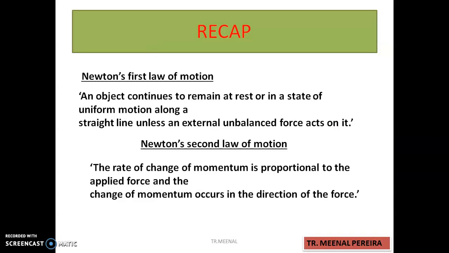So finally, we studied Newton's first law of motion, which is the law of inertia: the object remains in the state of uniform motion until an unbalanced force acts on it. And Newton's second law of motion, where the rate of change of momentum is proportional to the applied force and the change of momentum occurs in the direction of force.